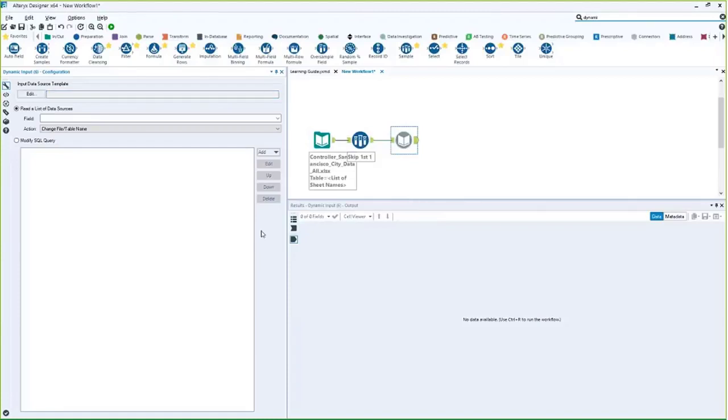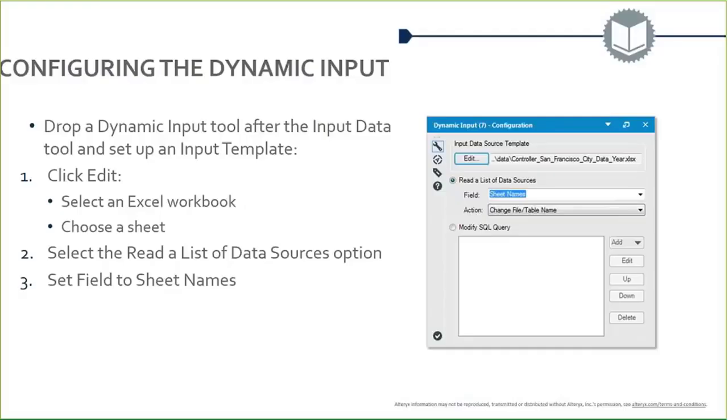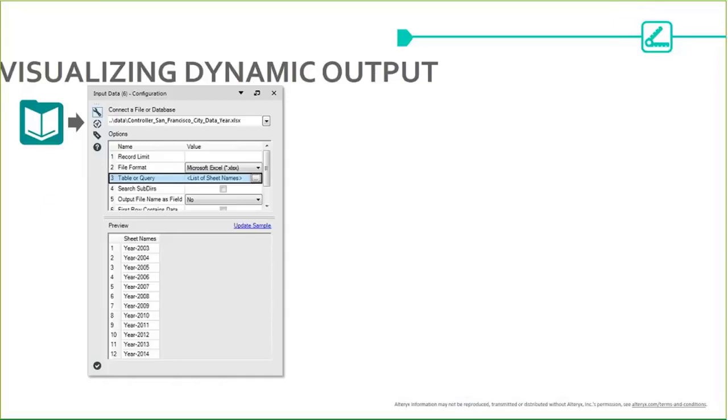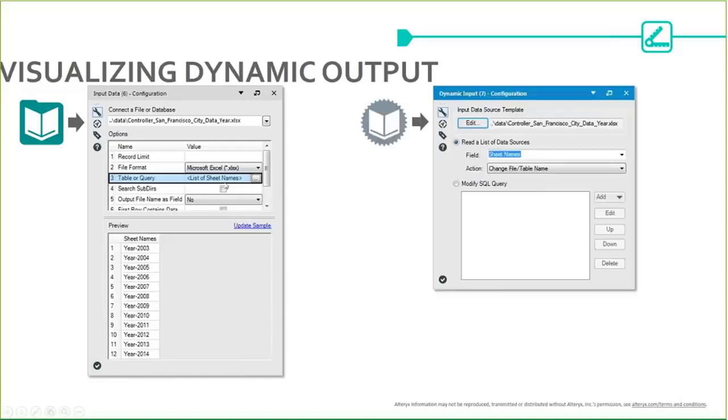Now I'm going to jump back to my PowerPoint really quickly to let you know what's going on here. So at this point, this is what we've done. We've connected to our San Francisco city controller data, and I've queried a list of sheet names. And now we've brought a dynamic input tool in.